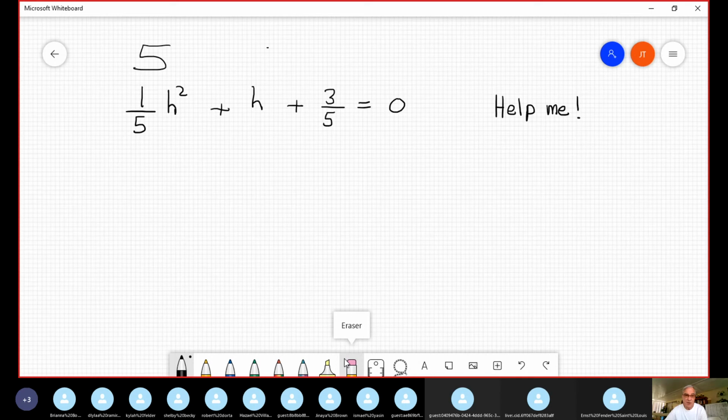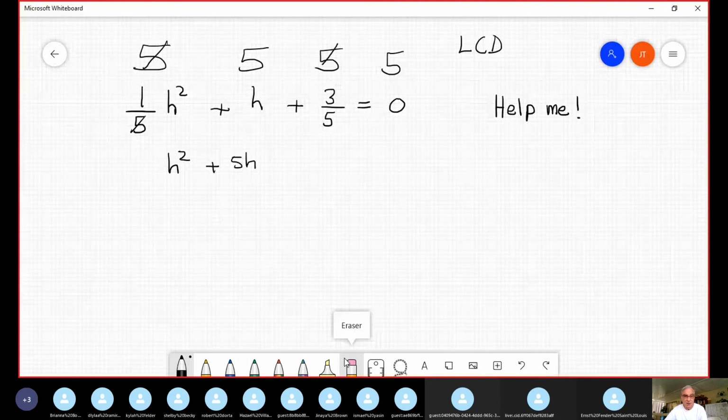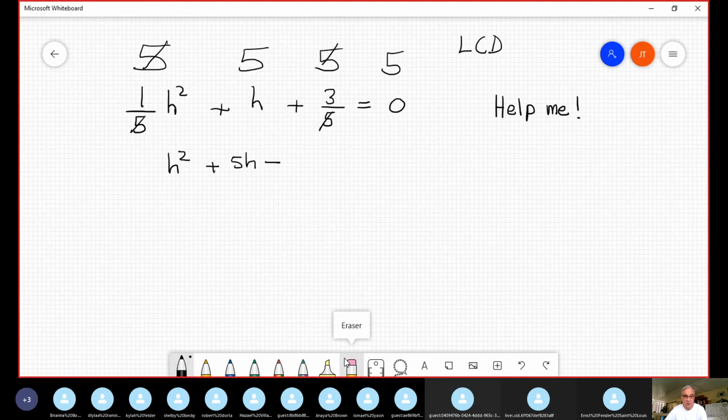And why 5? What is the name of 5? The common denominator. You have to cancel the fraction. So, h squared, do you understand that it is h squared? Because 5 times 1/5 is cancelled, and only 1 stays. 1 is invisible. Plus 5h, again cancelled here and here, and 3 stays. And 5 times 0 is 0. Wow, amazing. This is a super elementary equation.